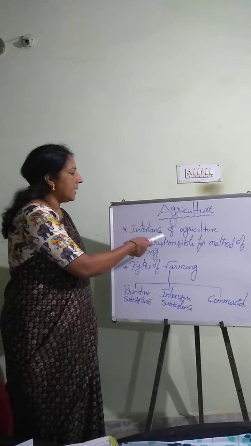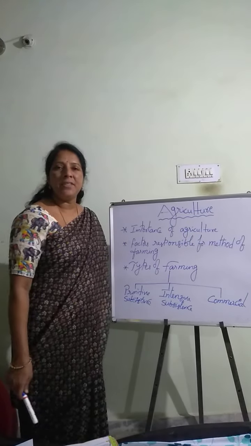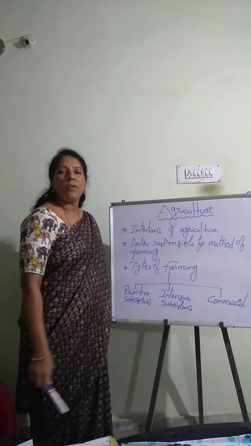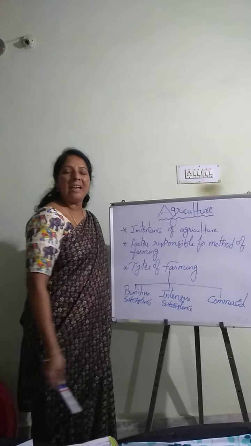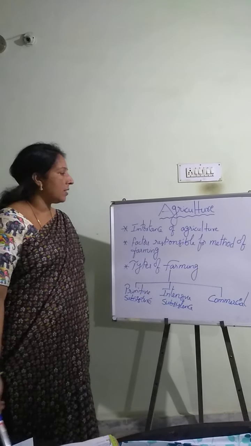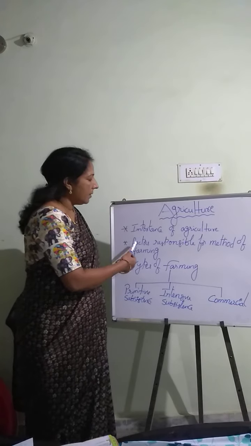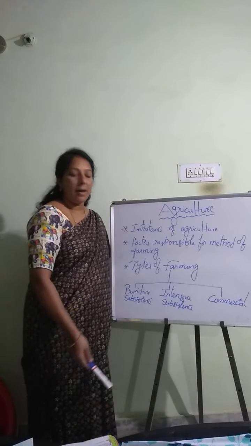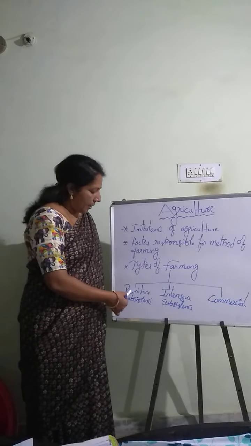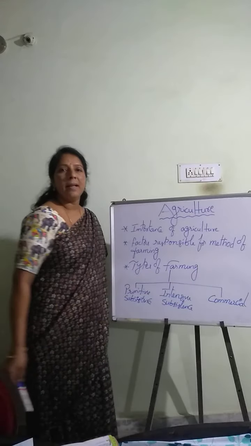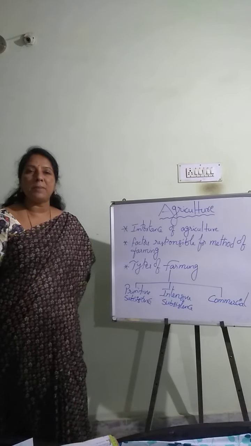And this Indian agriculture is changing significantly day by day, and the farming methods are also changing because of changing relief, climatic conditions, social and cultural practices, and also technological know-how. Based on the factors responsible for the method of farming, there are three types of farming. They are primitive subsistence, intensive subsistence, and commercial farming. The first one is primitive subsistence.